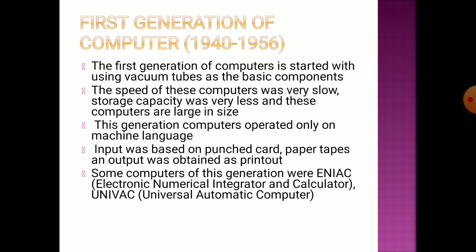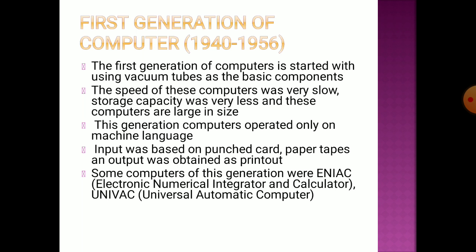The next feature of your first generation is that the speed of these computers was very slow. The storage capacity is very less, only a few KBs of data could be stored, and these computers were large in size. They occupied a lot of space. We can say that an entire room was required to maintain only one computer. Just imagine how much space was required to maintain a first generation computer.